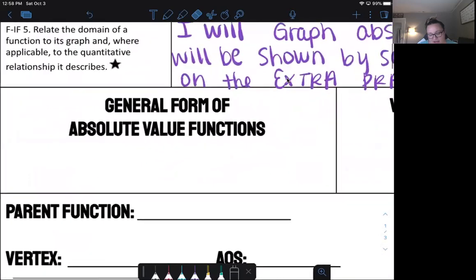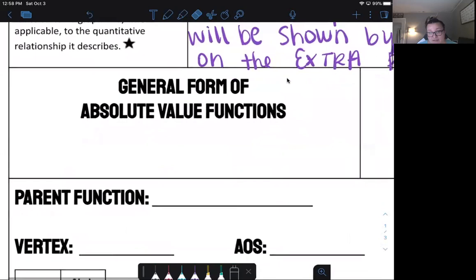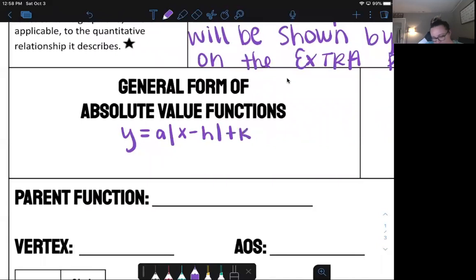Now, we've talked about absolute value equations in Unit 1. The very first or second week of school, we learned how to solve absolute value equations that had one variable. Well, an absolute value function has two variables this time. It's going to have a variable of y and x. So an absolute value function is always going to be in the form of y equals a times the absolute value of x minus h plus k.